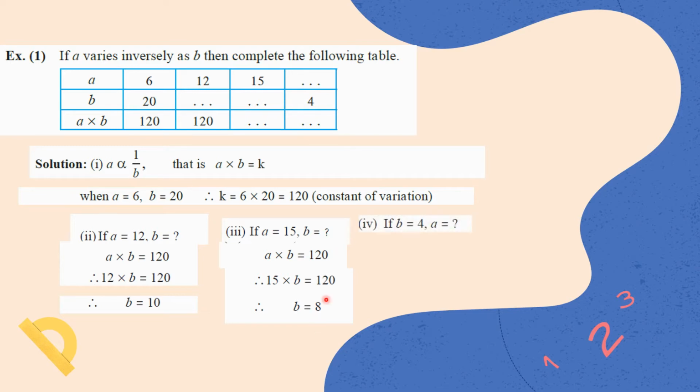If you look at the fourth one, again A into B will be 120. We need to find the value of A when B is 4. Use the equation of variation. A into B equal to 120. So A into 4 equal to 120. You divide both the sides by 4, you will get A is equal to 120 divided by 4, which is 30. So the value of A is 30.